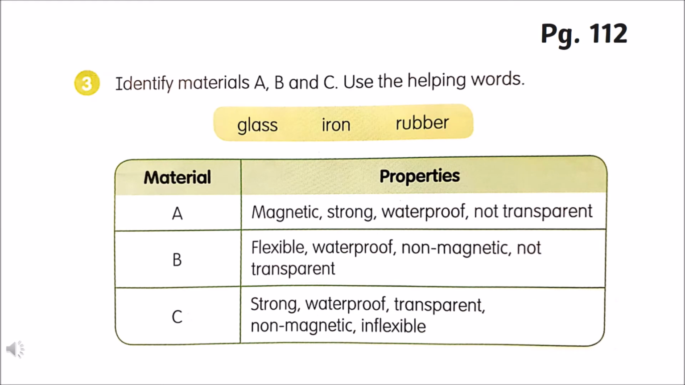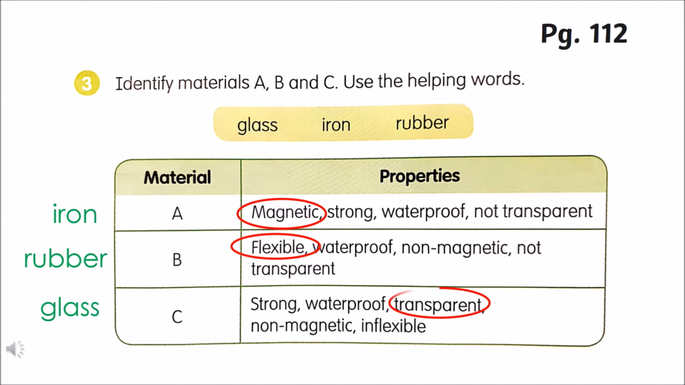Exercise 3, A is iron because that's the only one that's magnetic. B is rubber because that's the only one that's flexible. And C is glass because it's the only one that's transparent. So those are actually the only 3 properties that were really easy to find.